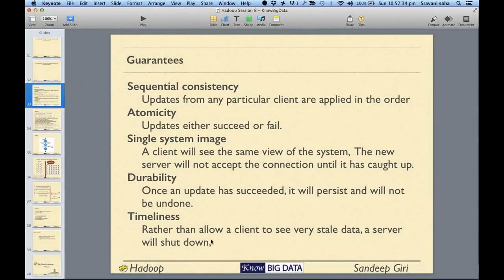Rather than allowing a client to see very stale data, a server will choose to shut down. That's more like a suicide from the Zookeeper side.